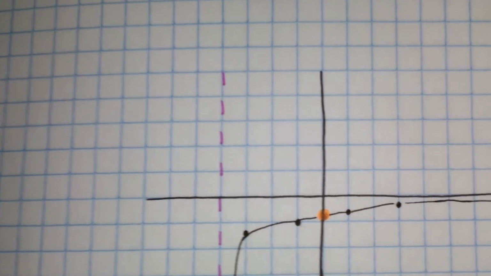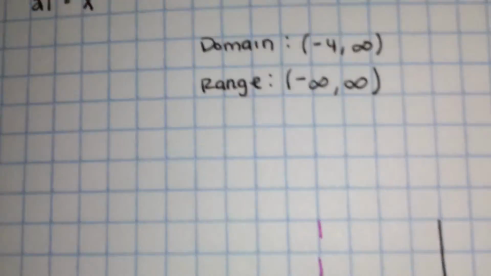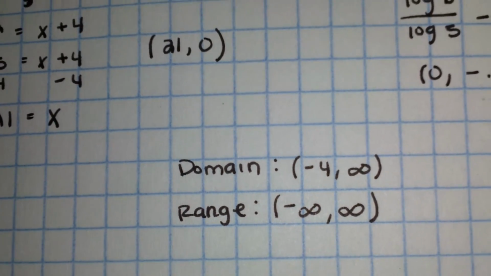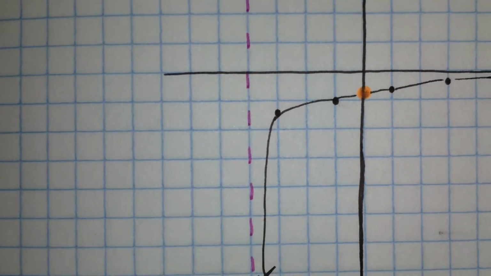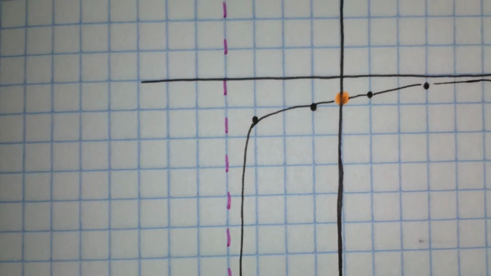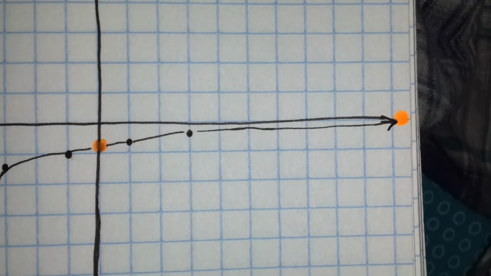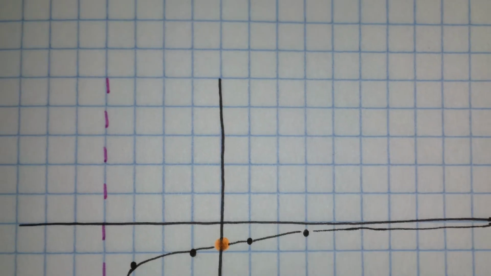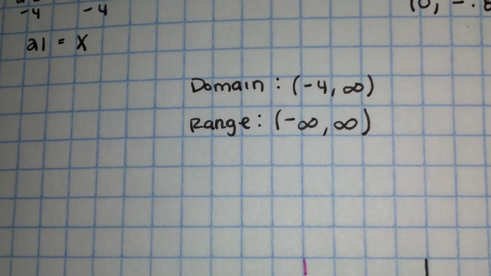all the way to positive infinity, which is basically just (-4, positive infinity), and your range is all real numbers, because as this is continuing to go down, you will get all the negative y's, and as this continues to go to the right, it is also going upwards, so you will also have all the positive y's. So that's why your range is negative infinity to positive infinity.